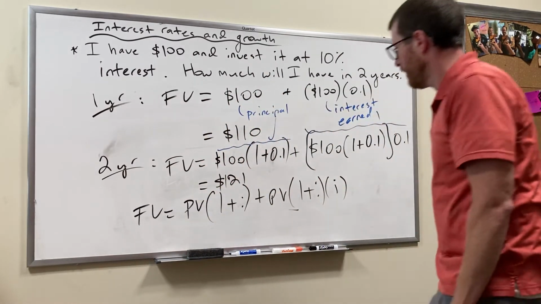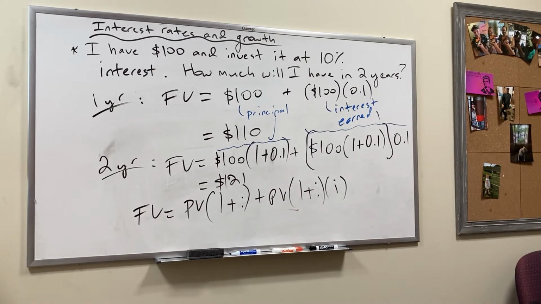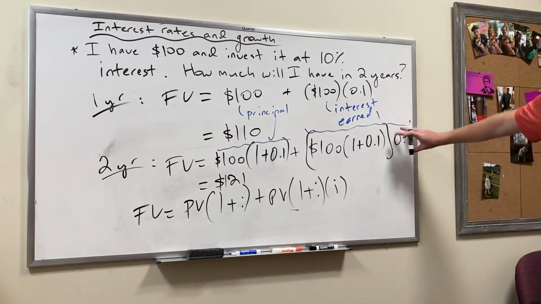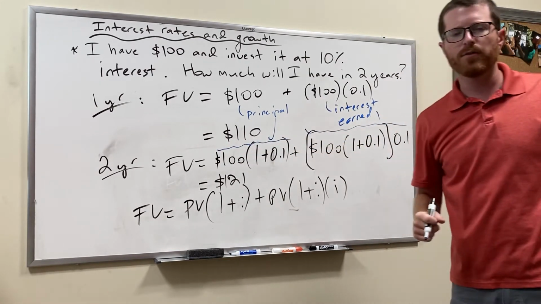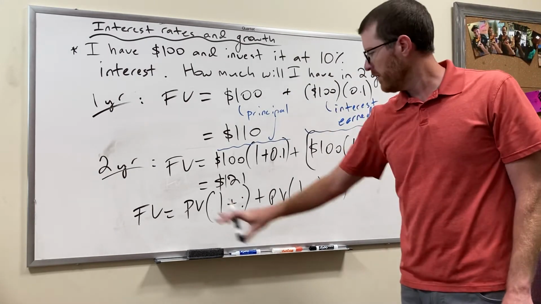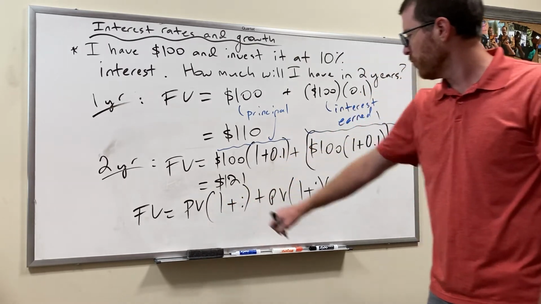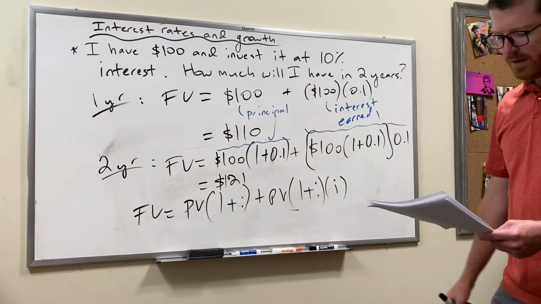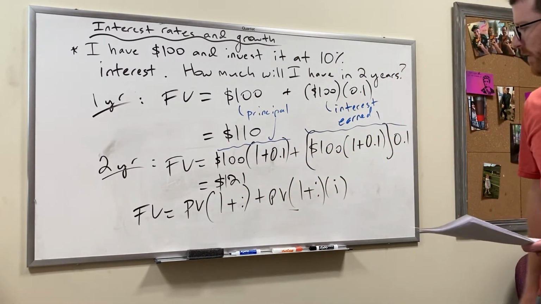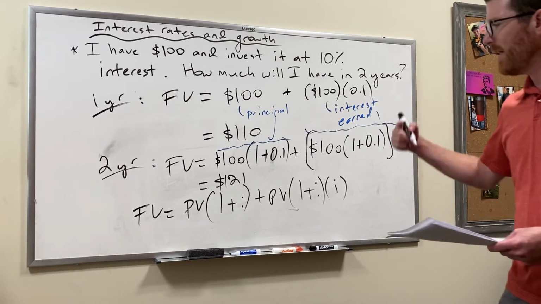All right? This is what we got. Okay? If we just take what we have here and replace the specific values with the terms, this is what we have. The future value is the present value times 1 plus I, plus the present value times 1 plus I times I.